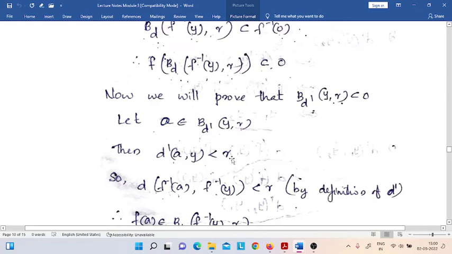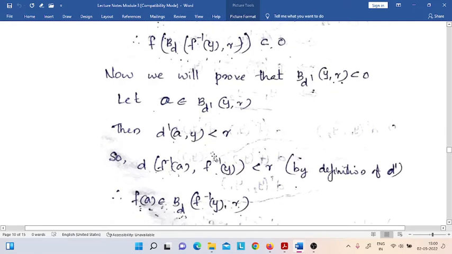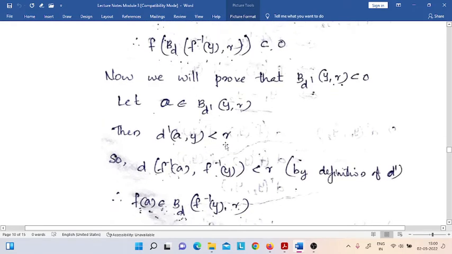So that value will be equal to 0. Then that situation is also possible. It can be correct also, because 0 is less than r in that case. Anyway, a is an arbitrarily chosen element of that open ball, and therefore D′(a, y), that is the distance from the point a to y, is less than r. Why? It's because r is the radius of the open ball, which is defined here.